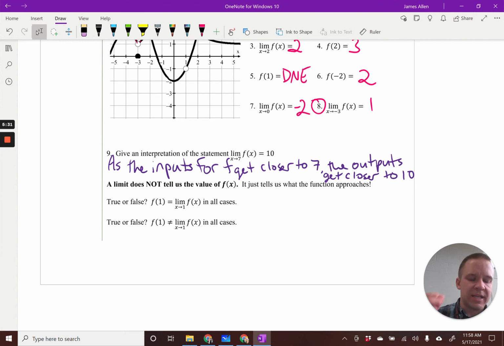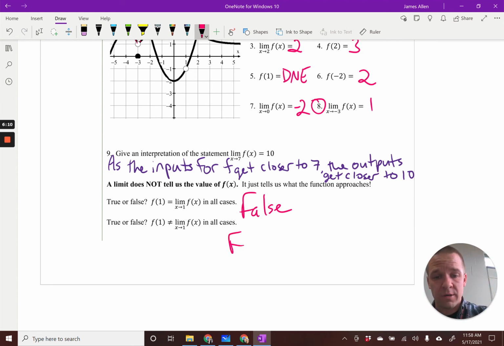So a limit does not tell us the value of f of x. It just tells us what the function approaches. It could be that value, it might not be that value. So let's do a little true and false. F of 1 is equal to the limit of f of x as x approaches 1 in all cases. No, that is false. Sometimes it'll be true, sometimes it won't. We've had cases where it's true and cases where it's false already. True or false? F of 1 is not equal to the limit of f of x as x approaches 1. Again, it could be true, but it might not be true. That is false once again. Glad we have that covered.